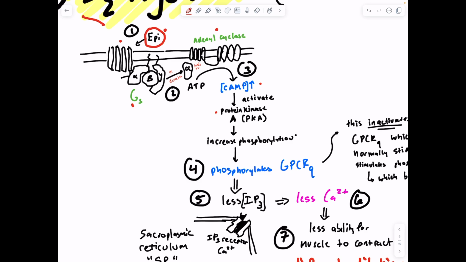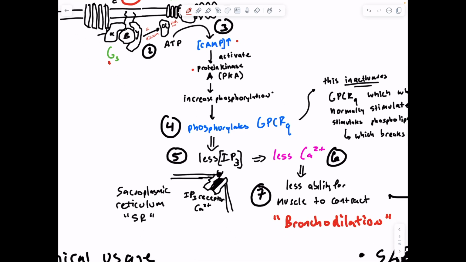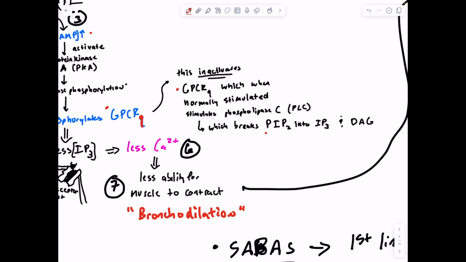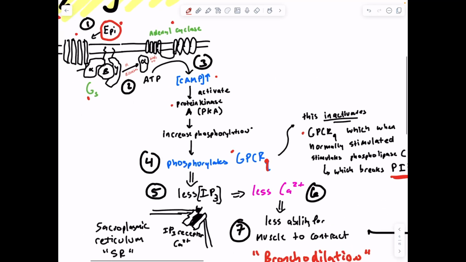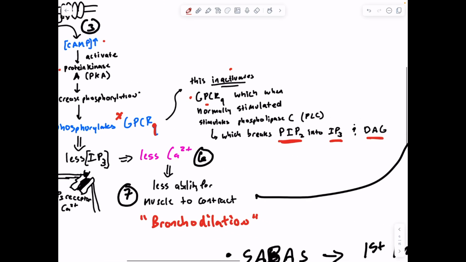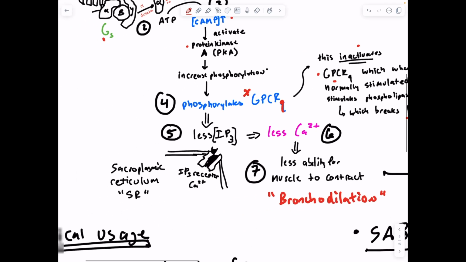Protein kinase A goes around and phosphorylates things, but specifically, it's going to phosphorylate another G-coupled protein receptor, Gq. And normally what Gq does, normally Gq will stimulate phospholipase C, PLC, which is going to break down this membrane phospholipid PIP2 into IP3 and DAG. All right, and so the result of this pathway is that you're going to phosphorylate Gq, you're inactivating Gq, which means that you're decreasing IP3. Okay, and so then you go to the sarcoplasmic reticulum.